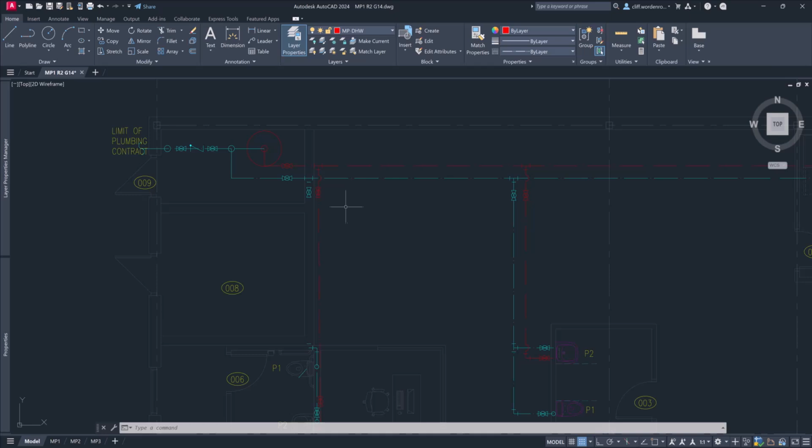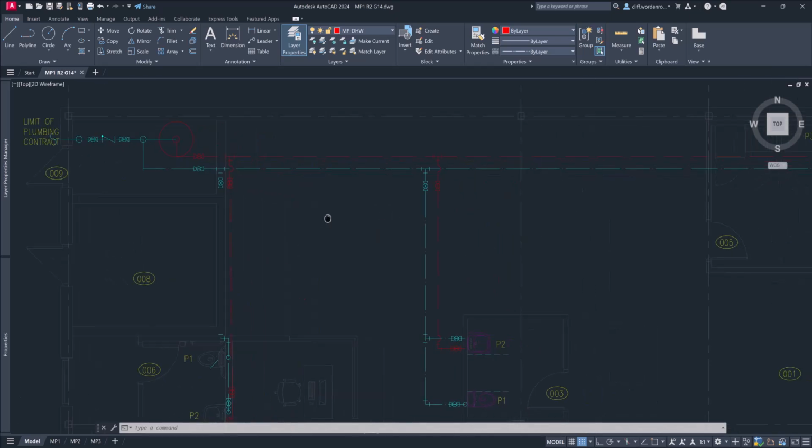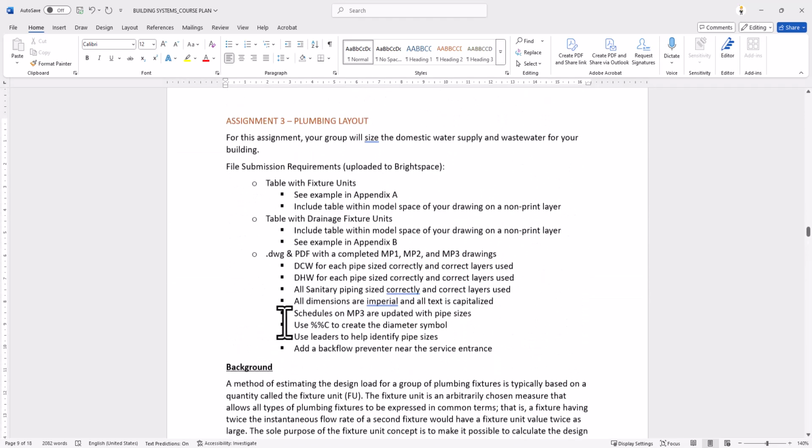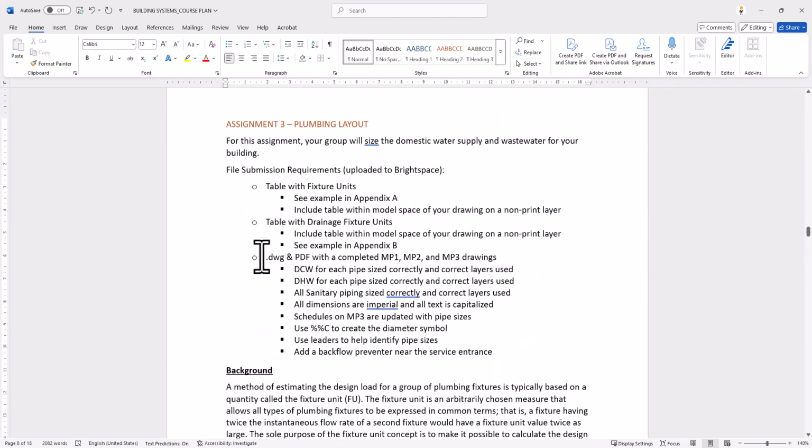Sizing is what it is. I find some students really struggle with it. So we'll go through this and the assignment instructions, and hopefully I'll make it clear on how it works. There's a lot of words here, but let's try to sift through it.